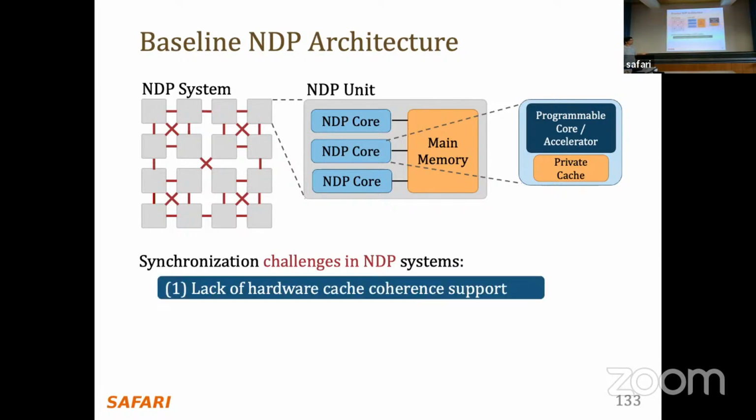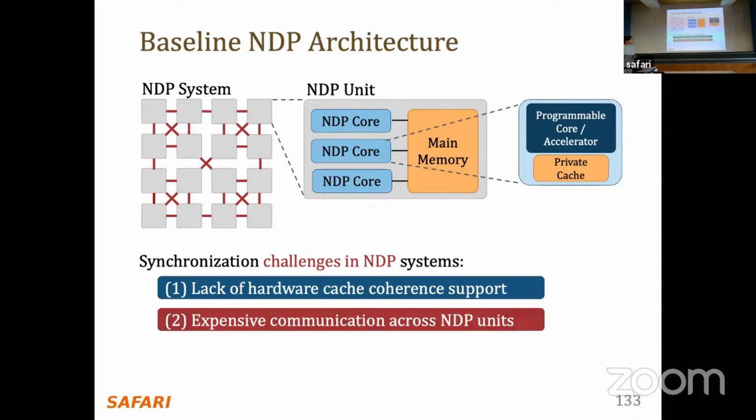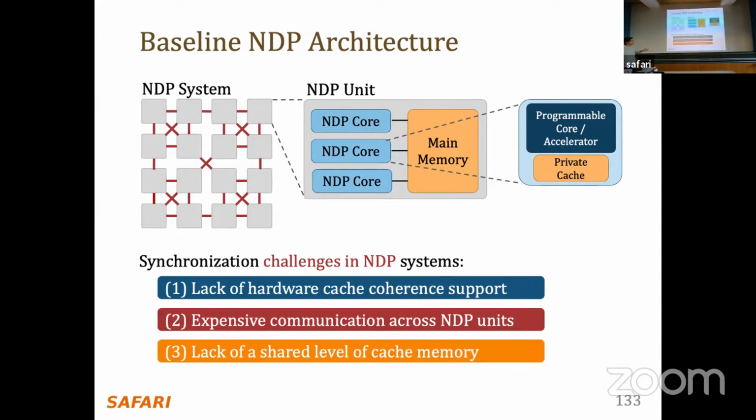First of all, there is lack of hardware cache coherence support. Remember that we talked about coherence support in CoNDA and in LazyPIM, that this was coherence support between host and memory, not between PIM cores. There is expensive communication across NDP units, because sometimes the communication across the NDP units needs to go through the off-chip links, and also these systems don't have a shared level of cache.